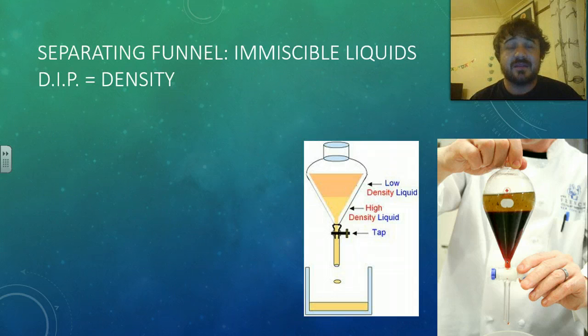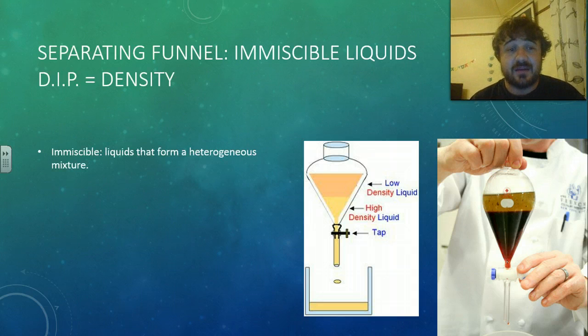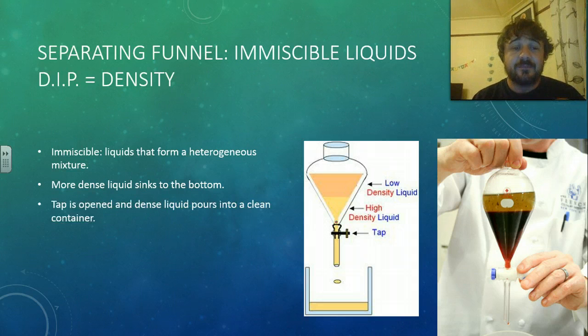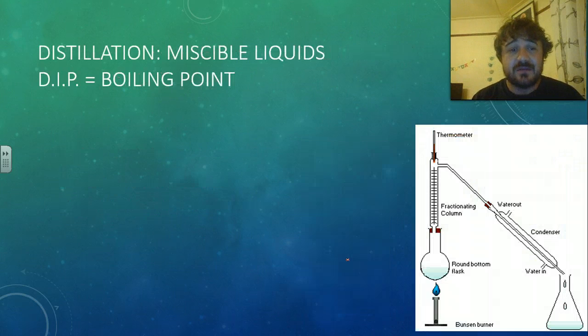Separating funnel. This is used for immiscible liquids. The DIP is density, and remember, immiscible means that they won't mix. So they form a heterogeneous mixture. The more dense liquid sinks to the bottom, as you can see. Again, this is so straightforward. The tap is opened, and you just pour the more dense liquid out.